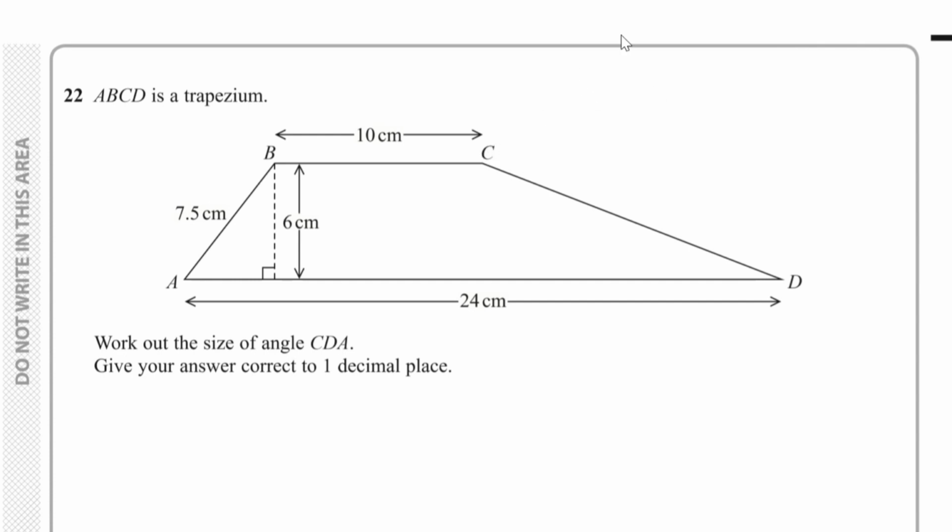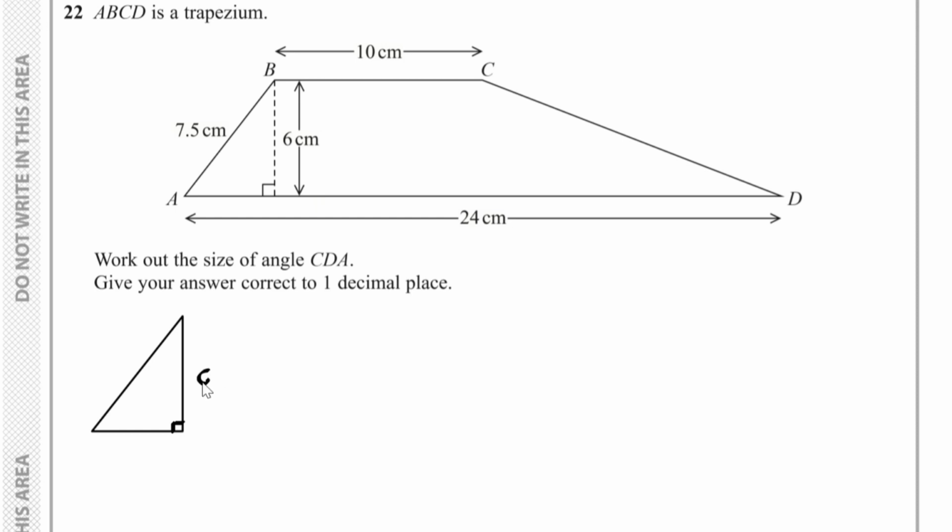Question number 22. We have ABCD, which is a trapezium, and we have to work out the size of the angle CDA, giving our answer to 1 decimal place. Well, what we can do is first of all find out this length here, which I'm going to call x, and this is the triangle ABC.